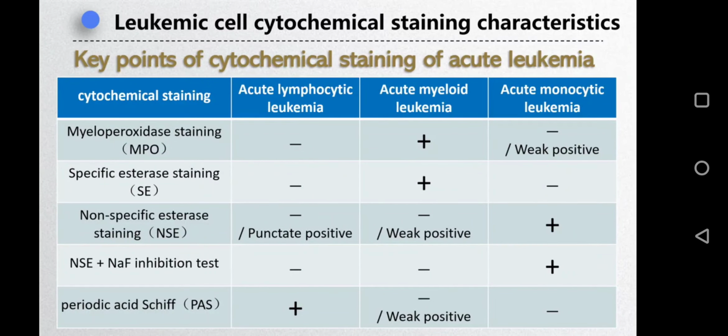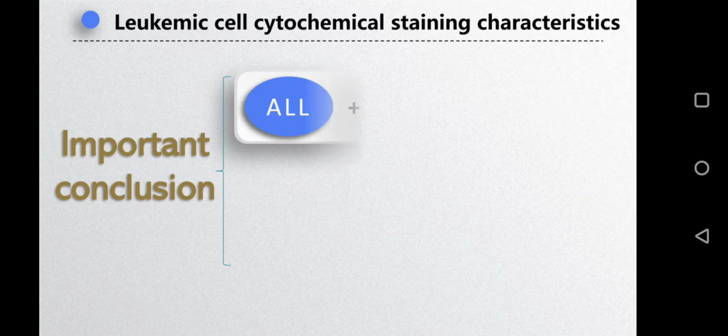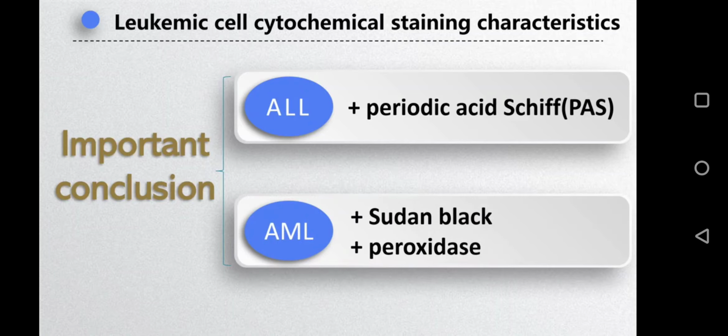This table summarizes the cytochemical staining characteristics of acute leukemia, which you can remember well. In acute lymphoblastic leukemia, all the stains are negative except for PAS staining. Here is the important conclusion of leukemic cell cytochemical staining characteristics. In ALL, the PAS is strongly positive, and AML is Sudan black and POX positive.